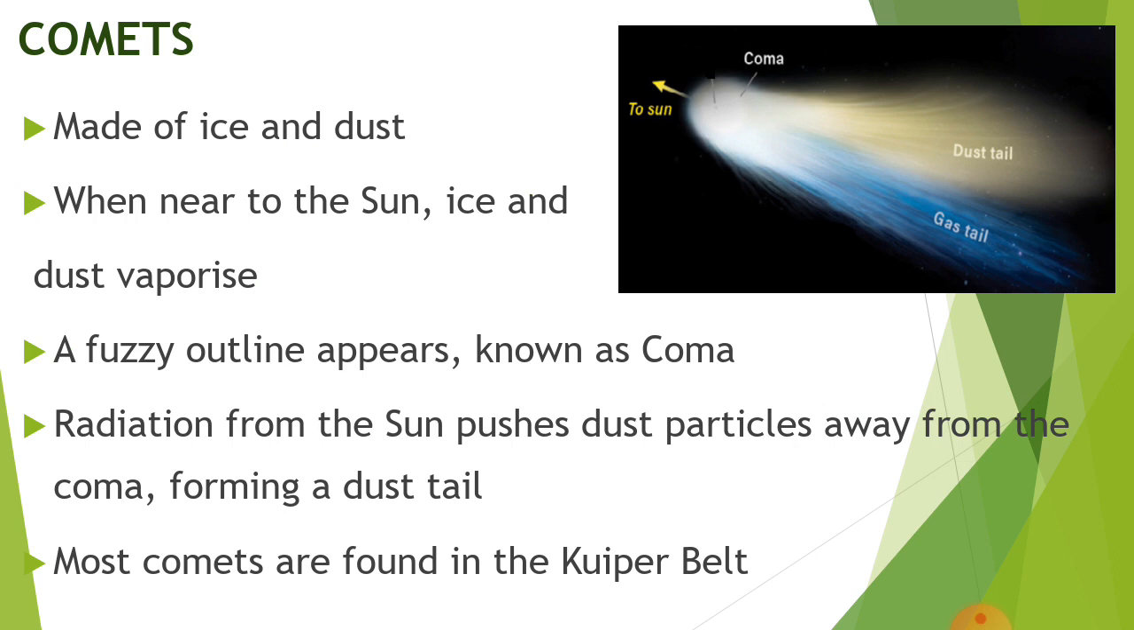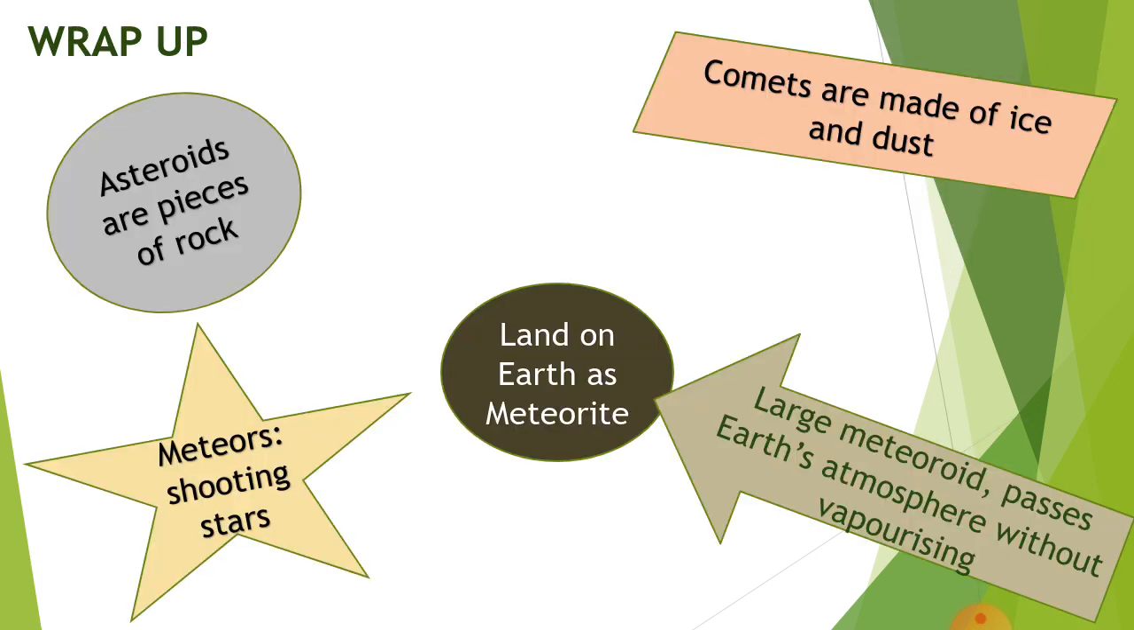Now you can see in the figure that this comet is moving towards the sun, and due to the heat of the sun, the ice and dust vaporize, and you can see the gas tail and the dust tail which appear behind the coma. Let's wrap up today's lesson.